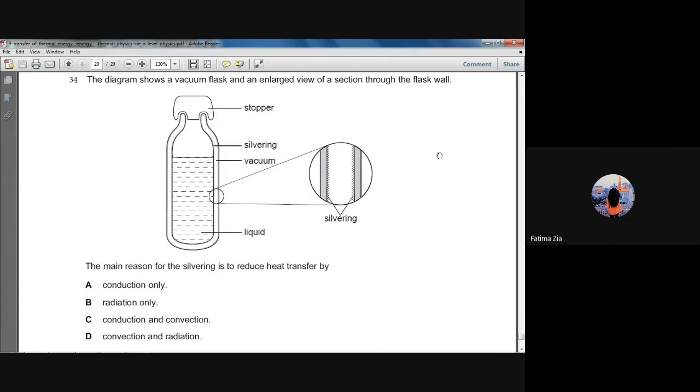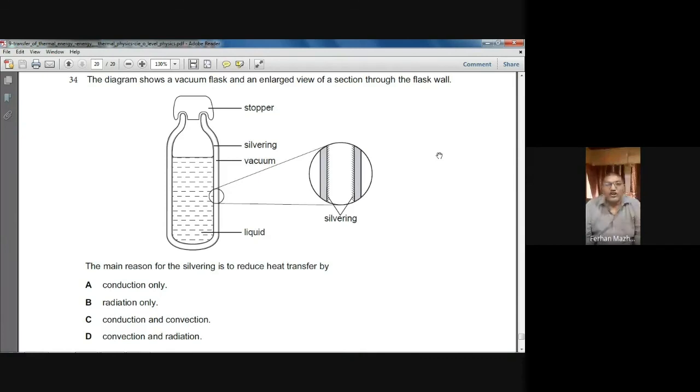Sir, conduction only. The silver color cannot affect conduction and convection. So rethink. C. Think again. Fatma, think again. If I color a surface silver color. B. Dua, what did you say? B. B is the right option.